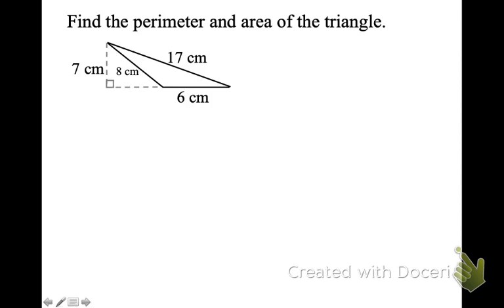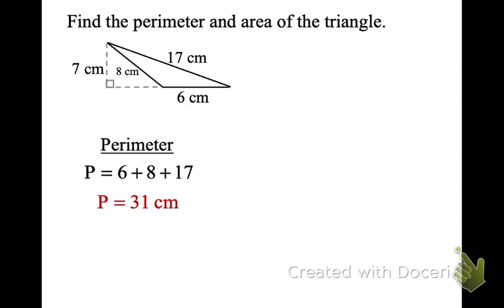All right, let's pause the recording and try the next one on your own. So here we go. The perimeter, we're going to add up all 3 sides. Perimeter equals 6 plus 8 plus 17. Add it up, 31 centimeters. Area. Pause the recording if you haven't done it and do it on your own. Now let's check.